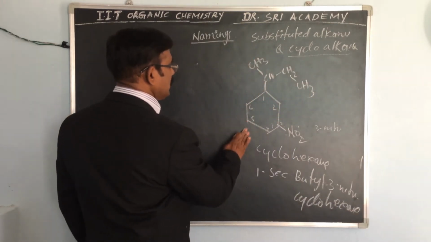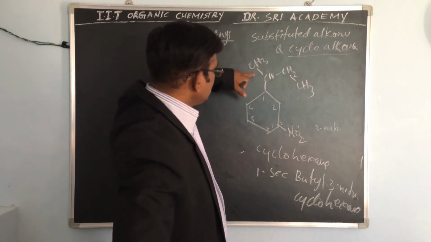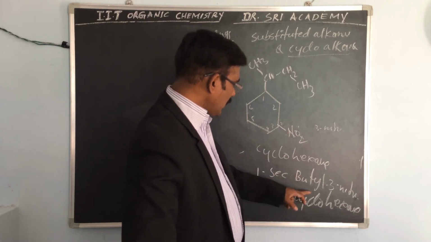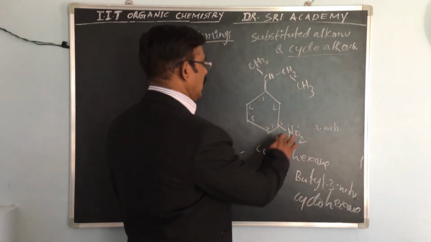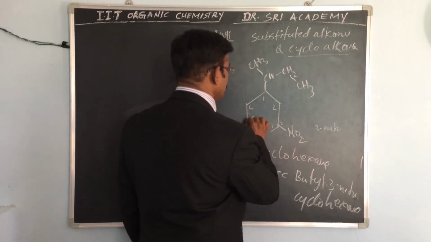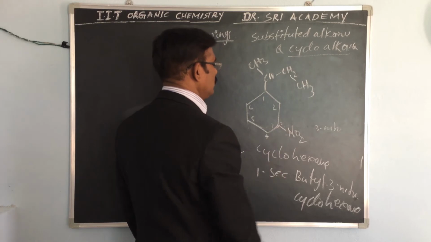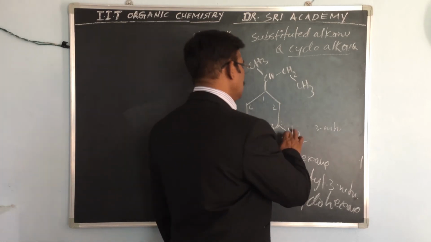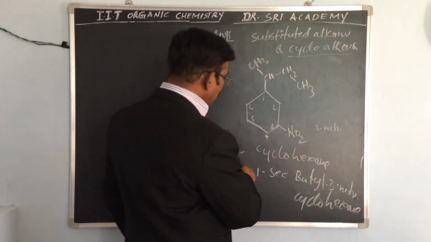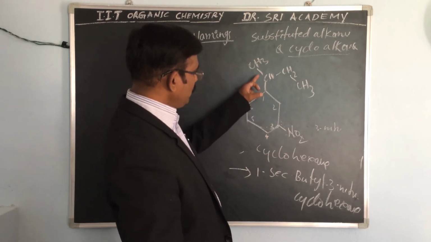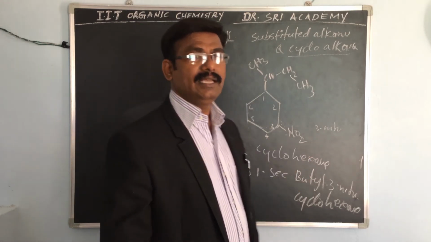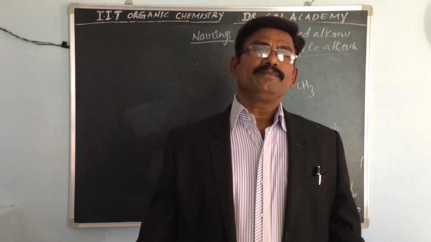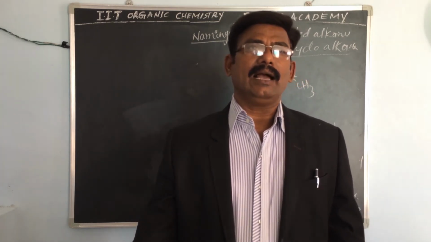So according to this name, what is that? 1 secondary butyl, and the 3 position containing the nitro group, the NO2 group. So 3 nitro cyclohexane. The naming is 1 secondary butyl, 3 nitro cyclohexane in cyclic compounds. So this is about alkanes and cycloalkanes.